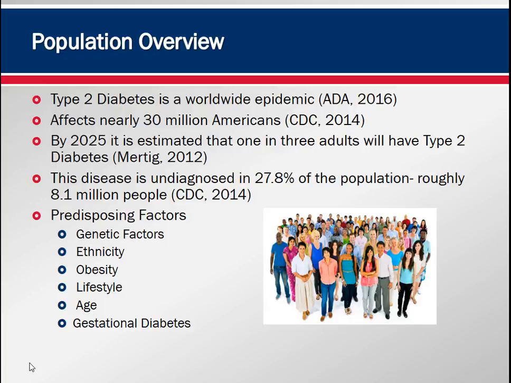While you can't control your genes and ethnicity and your age, which age is also another predisposing factor, diabetes increases after the age of 45 and will affect 25% of the population of 65 years and older by 2050.